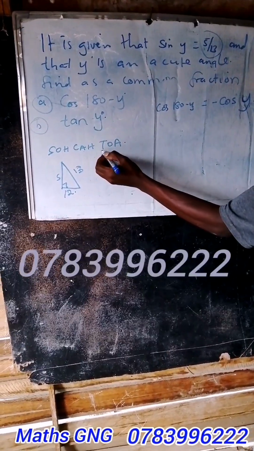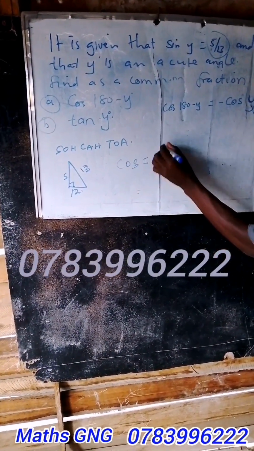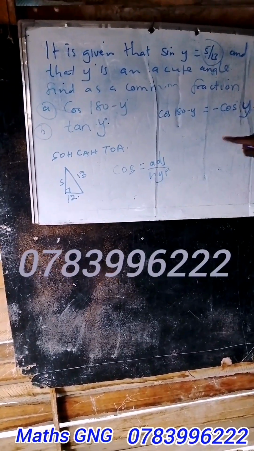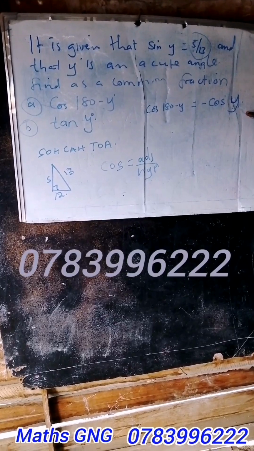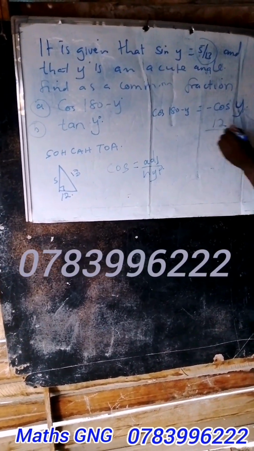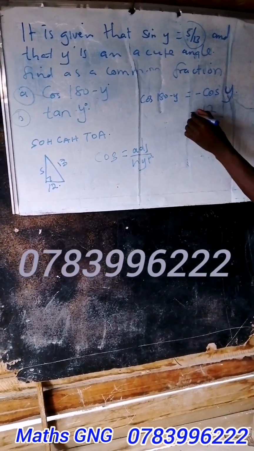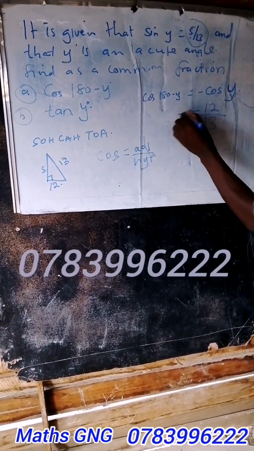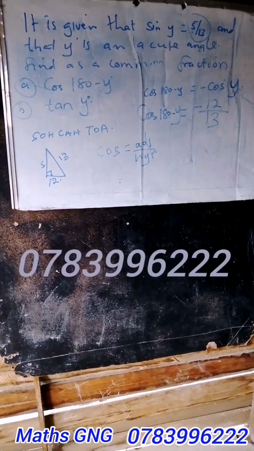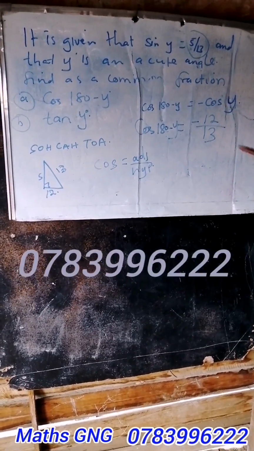So we move to the cos. Cos is equal to adjacent over hypotenuse. Here we need the negative cos of y. The adjacent is 12 and the hypotenuse is 13. But remember, it's negative. So cos 180 minus y is equivalent to minus 12 over 13. That's the answer.